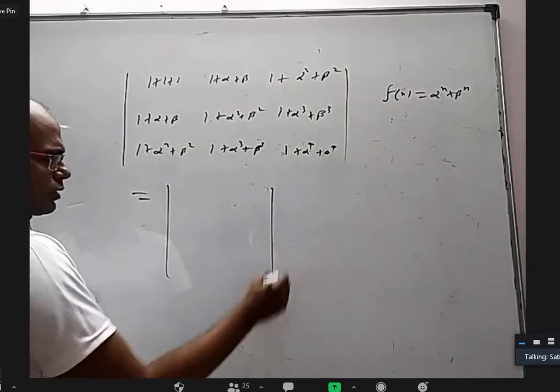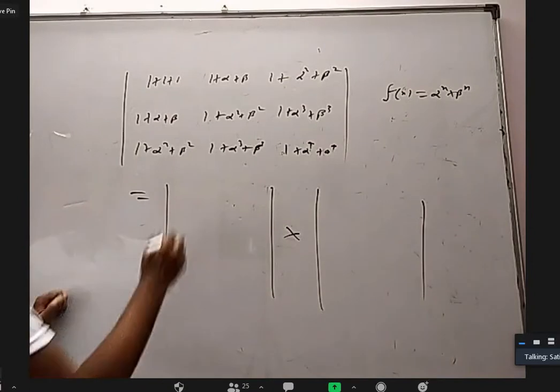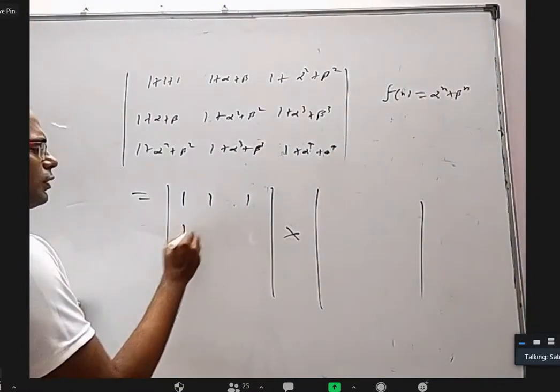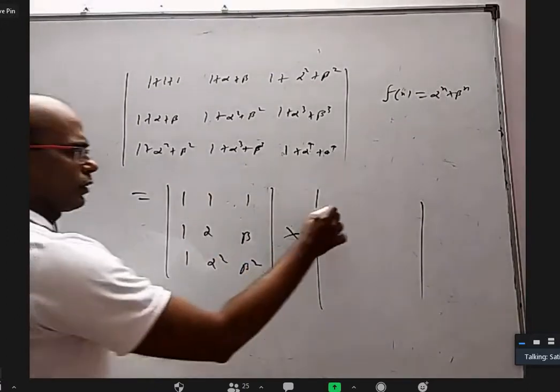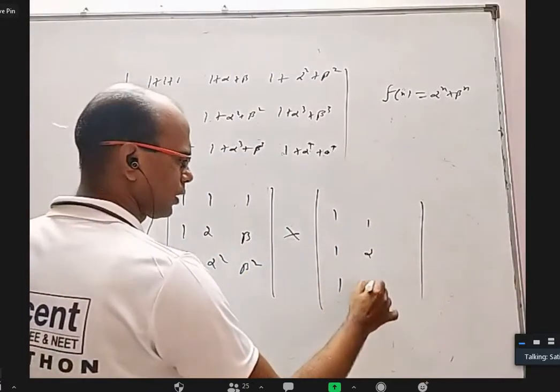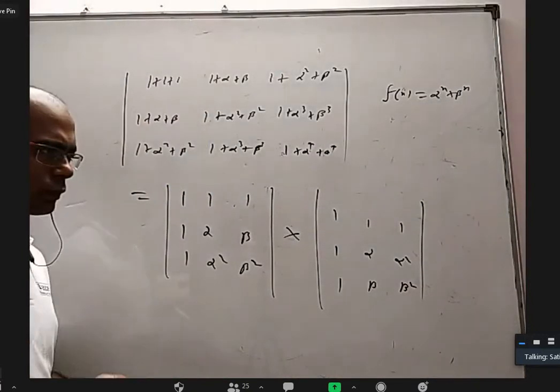Earlier we discussed extensively how to write one matrix as a product of two matrices. Yeah, 1 1 1, you can take 1 alpha beta, 1 alpha square beta square. Here you can take 1 1 1, 1 alpha beta column wise, 1 alpha square beta square column wise.